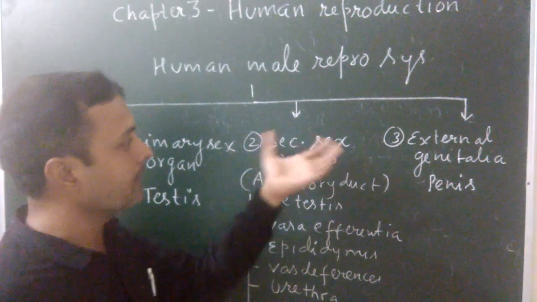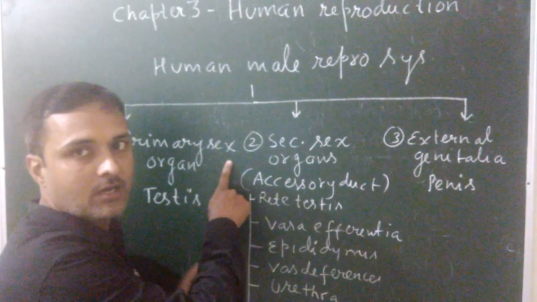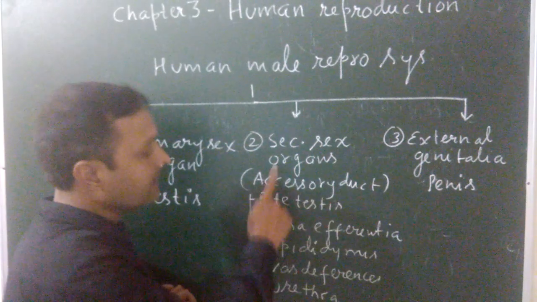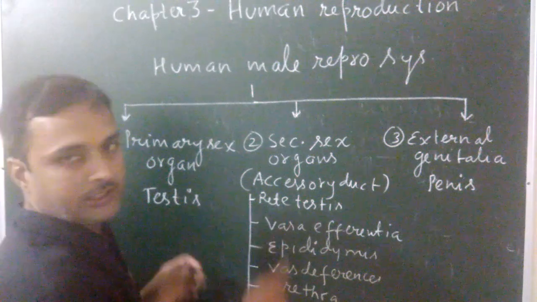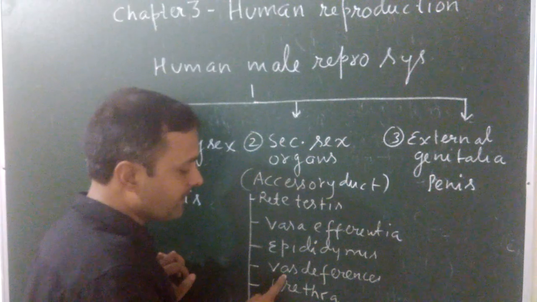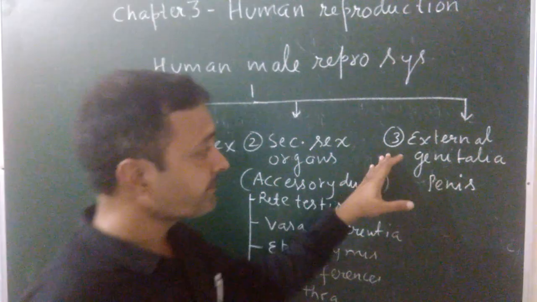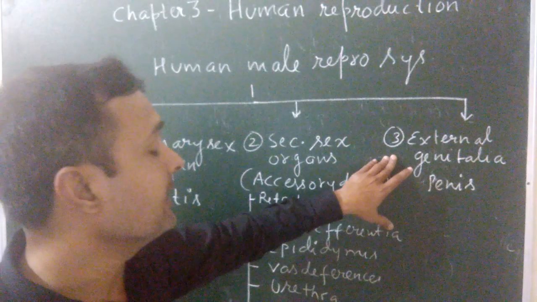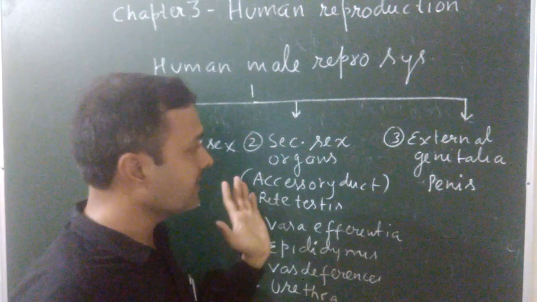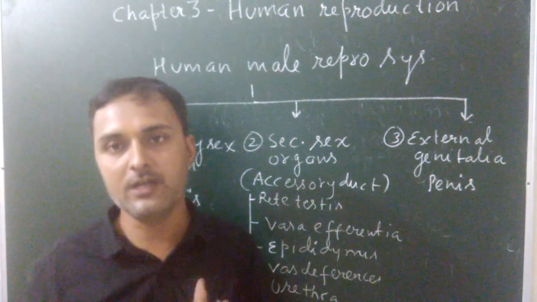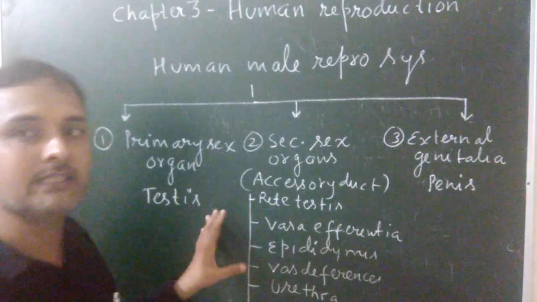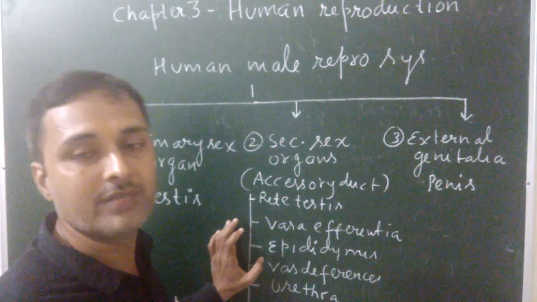So the human male reproductive system is divided into three parts. First one is known as the primary sex organ. Example is testis. Secondary sex organs, also known as accessory ducts, help in reproduction. It includes rete testis, vasa efferentia, epididymis, vas deferens, and urethra. And the third part, external genitalia. In human male, the external genitalia is represented by the penis. The three accessory glands found in human male are: first one seminal vesicle, second one prostate gland, and third one Cowper's gland, also known as bulbourethral gland.